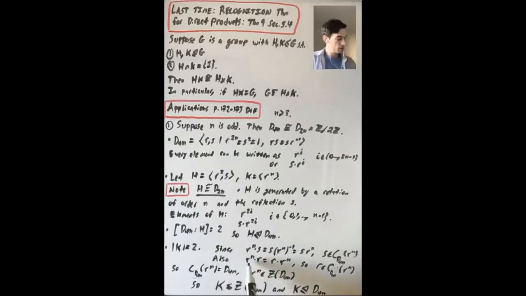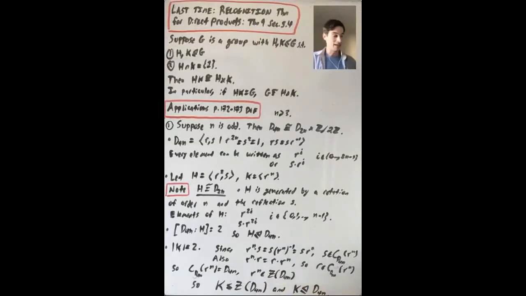So it's clear that r is in the centralizer because r to the n times r is r times r to the n. They're contained in the same cyclic subgroup generated by r, so they commute with each other. Okay, so that tells us the centralizer is the whole group, or another way to say it is that r to the n is contained in the center of this group. So that means the subgroup generated by r to the n is contained in the center, so it's also normal.